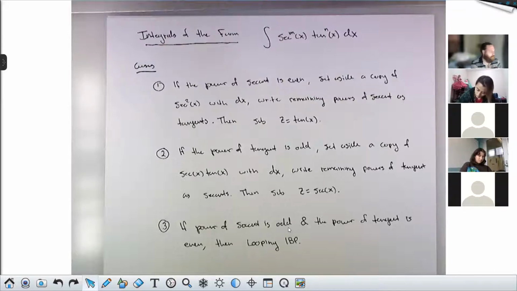And the technique is looping integration by parts. I'll show you an example of this third case of the secant tangent integrals. The classic is the integral of secant cubed. But in general, just straight odd powers of secant are rough. They are like this, right? So the power of tangent is 0, which is even. The power of secant is 3 or 5 or whatever is odd. Anytime you have an odd power of secant and an even power of tangent, you're in for a ride.